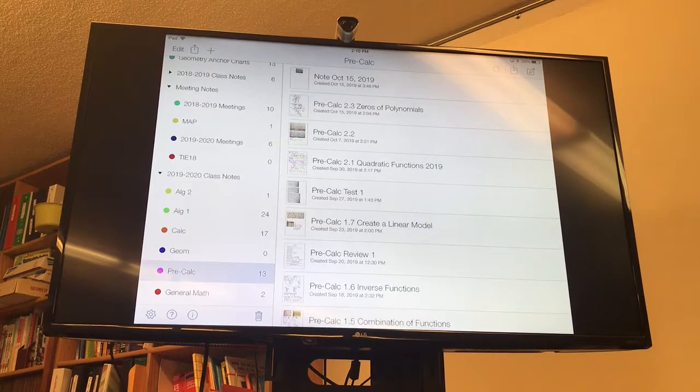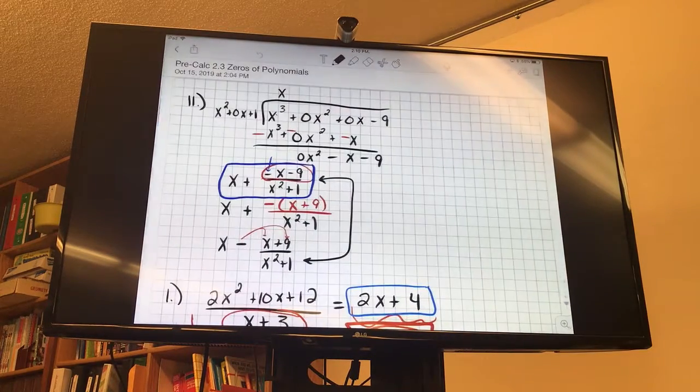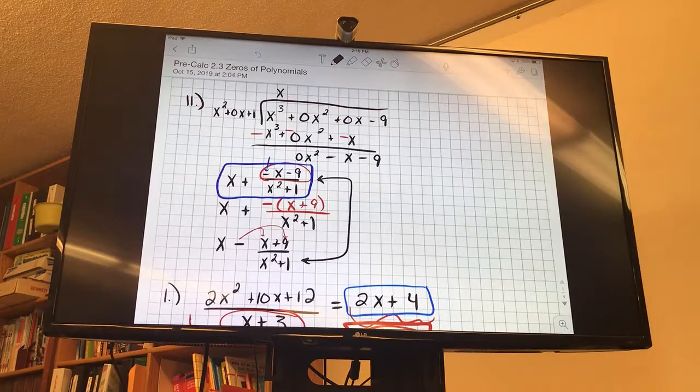Synthetic's easier, isn't it? It's really easy. By a lot. Okay, so questions, concerns, and issues we had in the synthetic division.